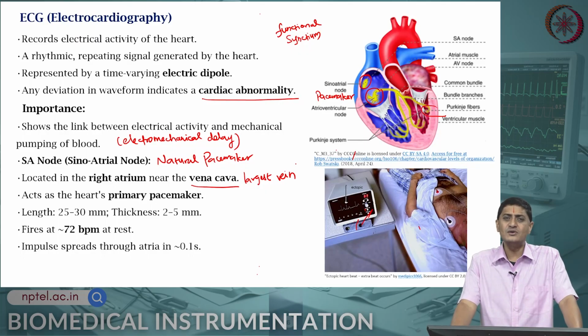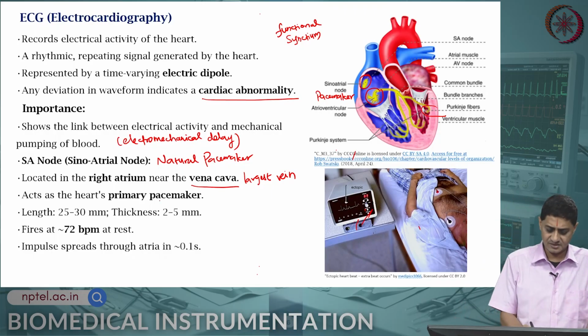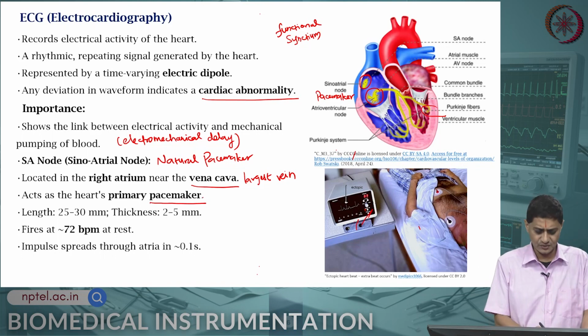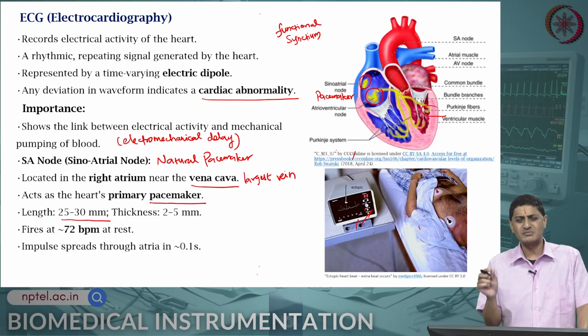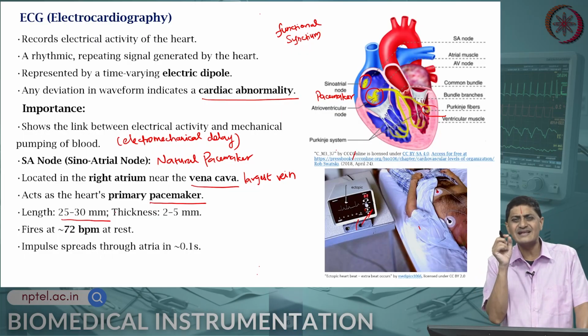And this sinoatrial node acts as the heart's primary pacemaker, the natural pacemaker of the heart. It is about 2.5 to 3 centimeters in length, and about 2 mm. That is a relatively thin slice of tissue.